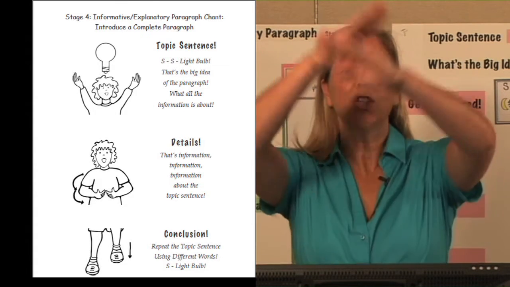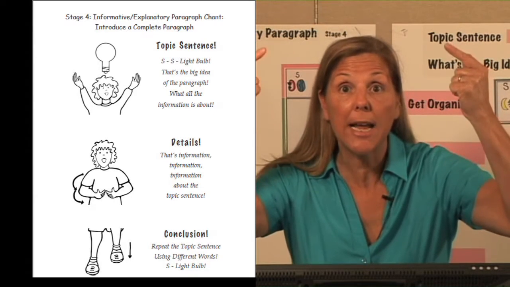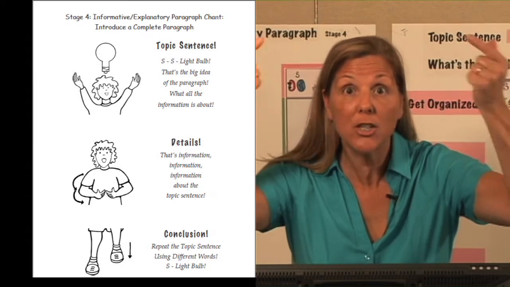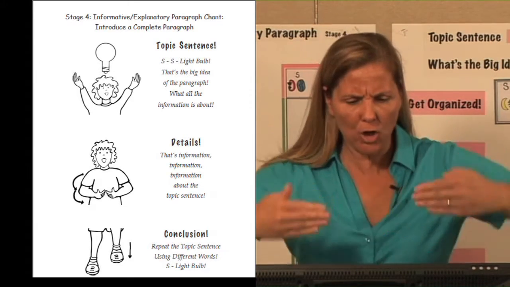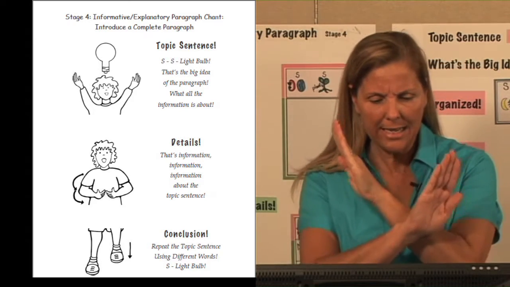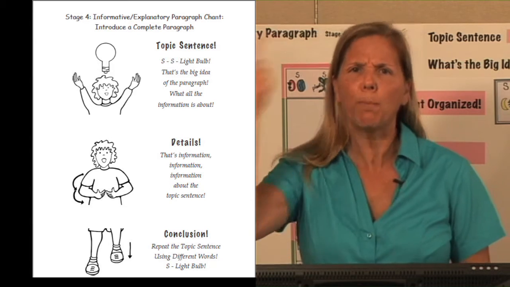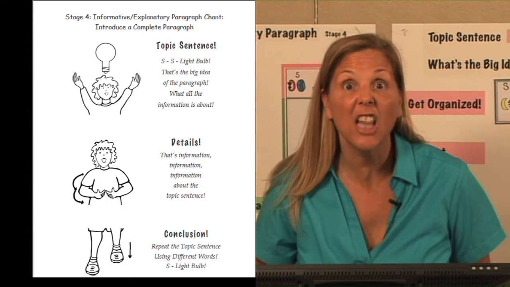Ready, everyone? Topic sentence, S light bulb. That's the big idea of a paragraph, what all the information is about. Now I need details. That's information all about that topic sentence. Then I need a conclusion. I need to repeat that topic sentence, but use different words using S light bulb.